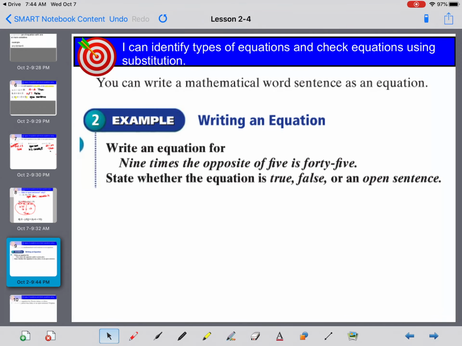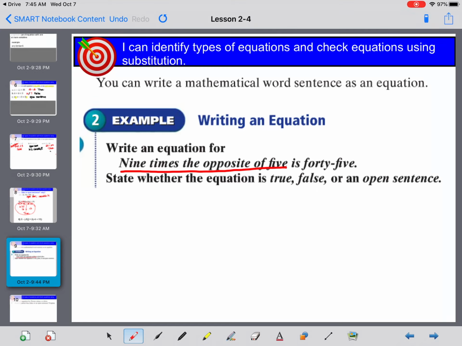Now, you might also be asked to write mathematical word sentences as equations, not just as expressions. So in this example, I have 9 times the opposite of 5 is 45. And then state if the equation is true, false, or an open sentence. Now this shouldn't be too difficult for you because you've worked with some of this before in previous chapters.